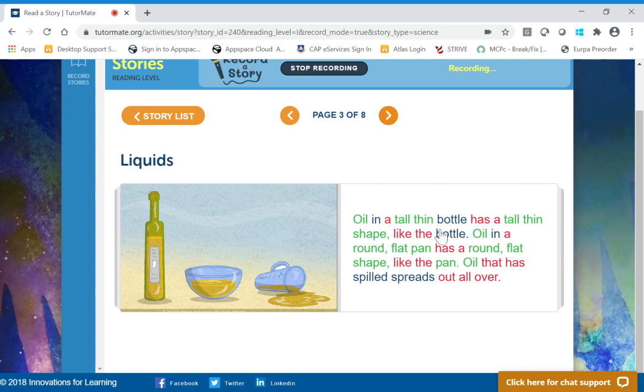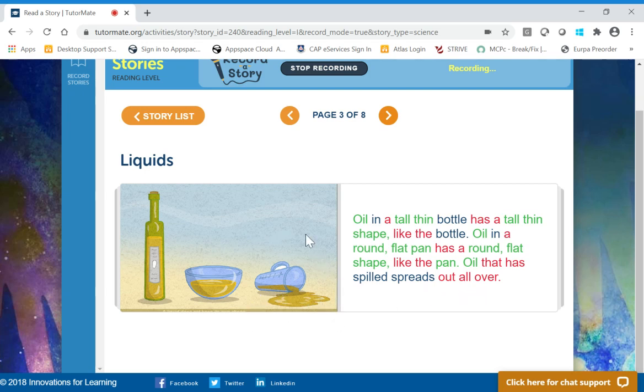Oil in a tall, thin bottle has a tall, thin shape, like the bottle. Yep, see, like this. This must be oil in here, maybe olive oil. Oil in a round, flat pan has a round, flat shape, like the pan. Now, this is more of a bowl, but a roundish bowl. Oil that has spilled spreads out all over.